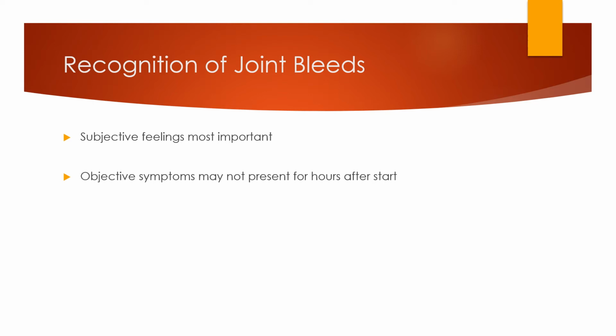The objective symptoms may not be present for hours after it starts. So then when you're seeing the objective symptoms, so what you can see, the warmth of a joint, the redness, the swelling, or severe pain because that joint now has so much blood in it that it's causing severe pain from the pressure for the patient. Those are not going to be present for a while, and can be absent for an amount of time after the bleed has actually started.